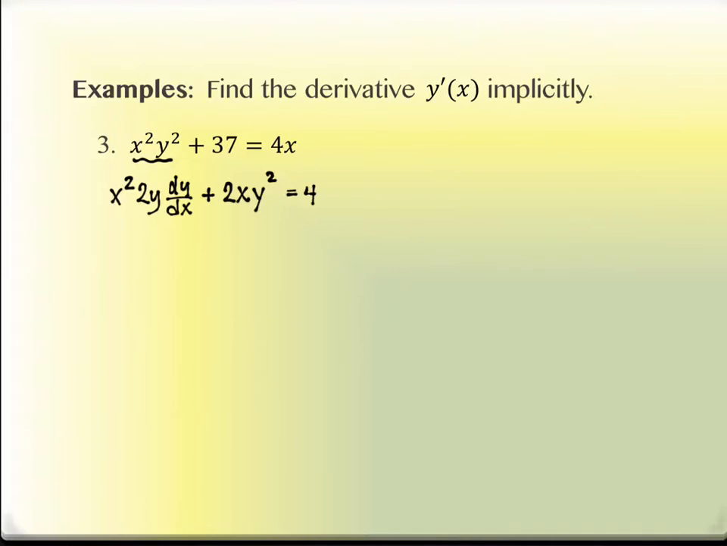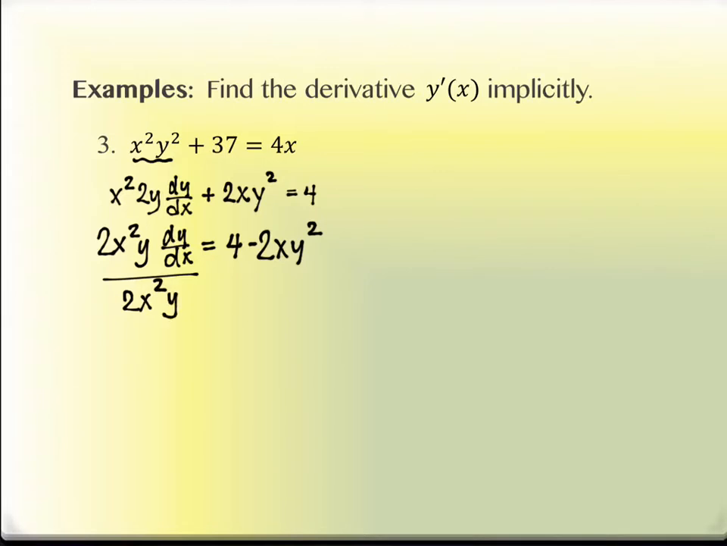I only have even one dy/dx to deal with, so I'll just leave that on the side where it is. So I have x squared. I'm just going to put the 2 in front, so 2x squared y dy/dx. And on the other side, I will now shift the 2xy squared over. And then what? We divide by the coefficient piece that's not dy/dx anyway, the 2x squared y.